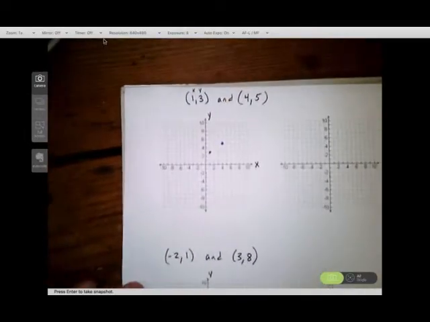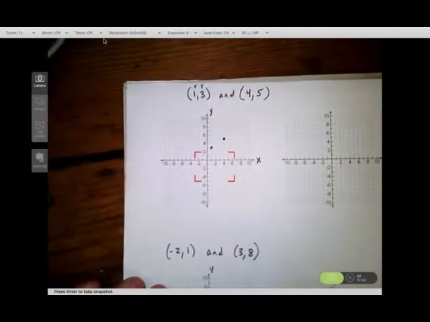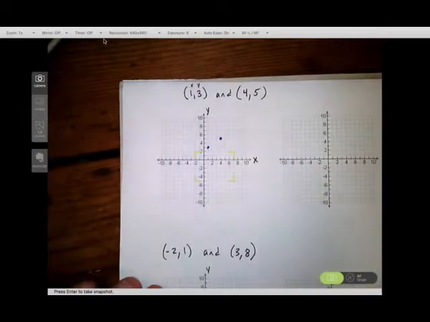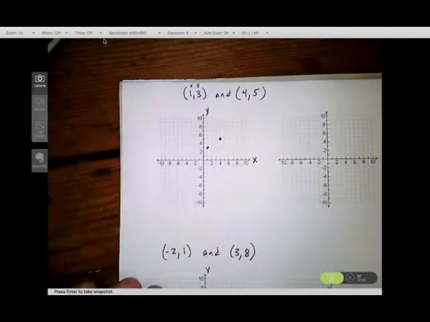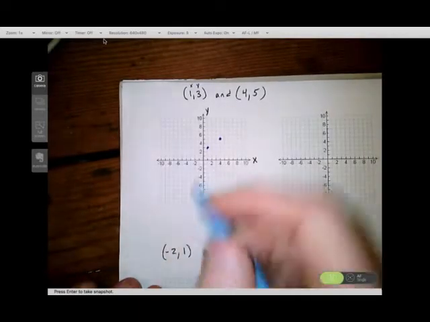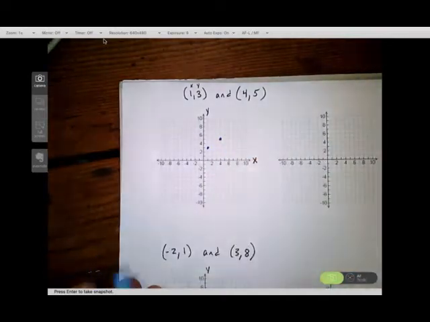Try one more time to make it a little better. So you can see the lines. Didn't print very dark. But if you use this paper, you can see it fine. I can see it well, it just doesn't quite show up on the camera. Okay, so over 1, up 3, over 4, up 5.